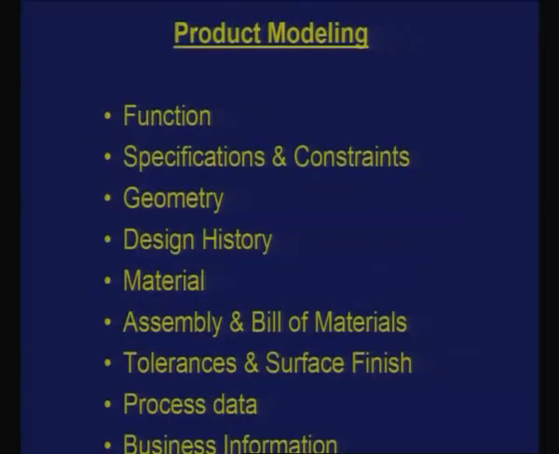I am storing a product geometry, but I am also storing a complete process plan for that particular product. How the component will be manufactured, what kind of machines and tooling will be used, can all be stored if I go for a more elaborate product model. And as we looked at, one can store the function aspect of the product, its specifications, its geometry, its design history, the material information, assembly information, tolerances, process data and business information, not necessarily only the geometry.